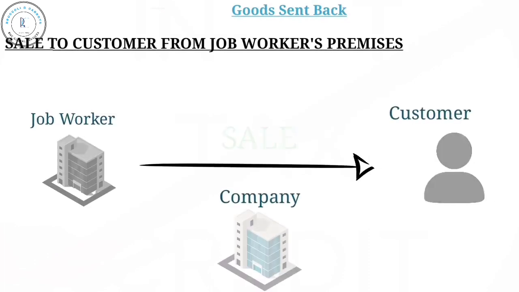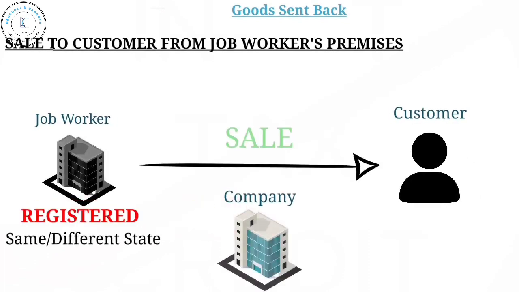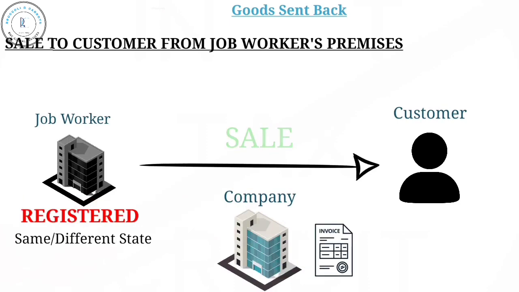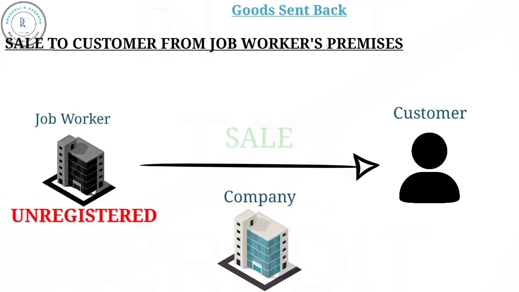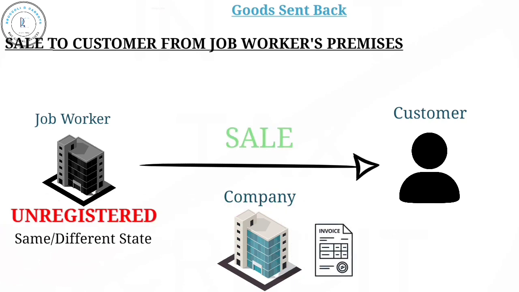Goods sent back. Sale to customer from job worker's premises. If job worker is registered, same or different state: invoice is issued by company to customer. If job worker is unregistered, same or different state: invoice is issued by company to customer. Declaration of job worker's premises as additional place of business.